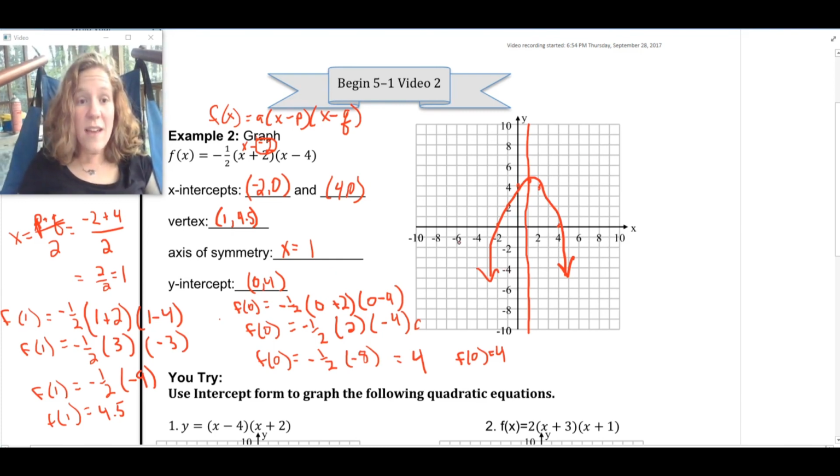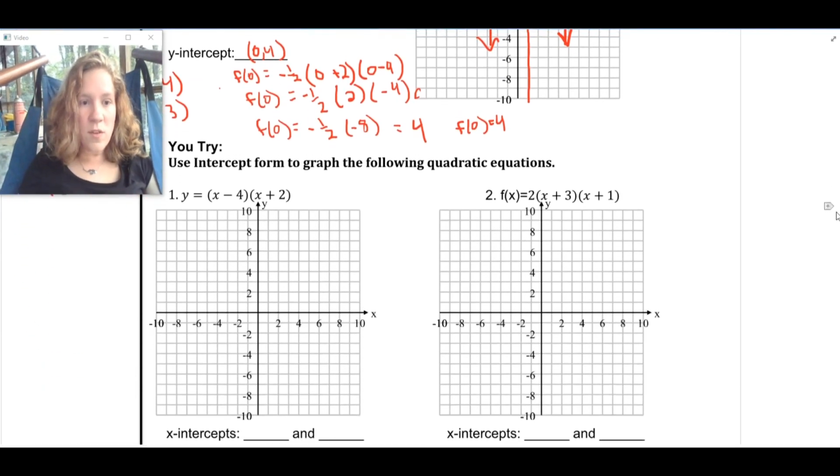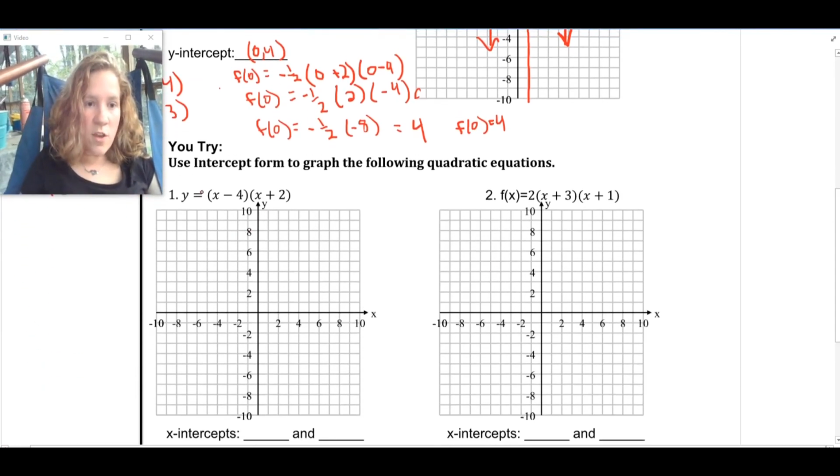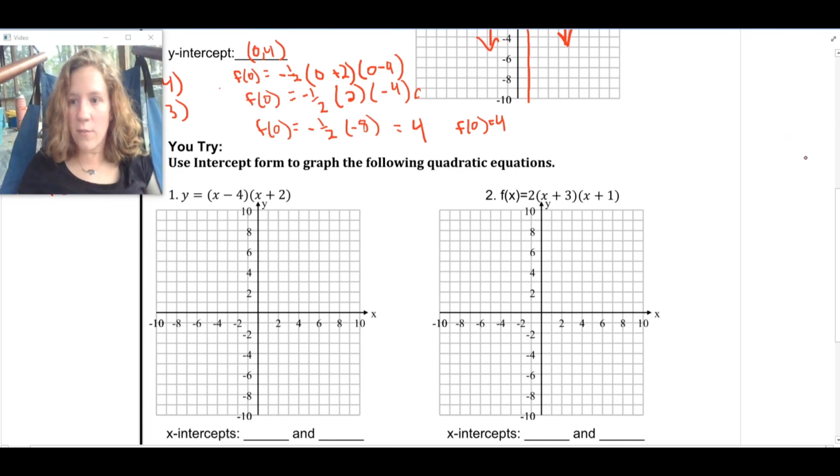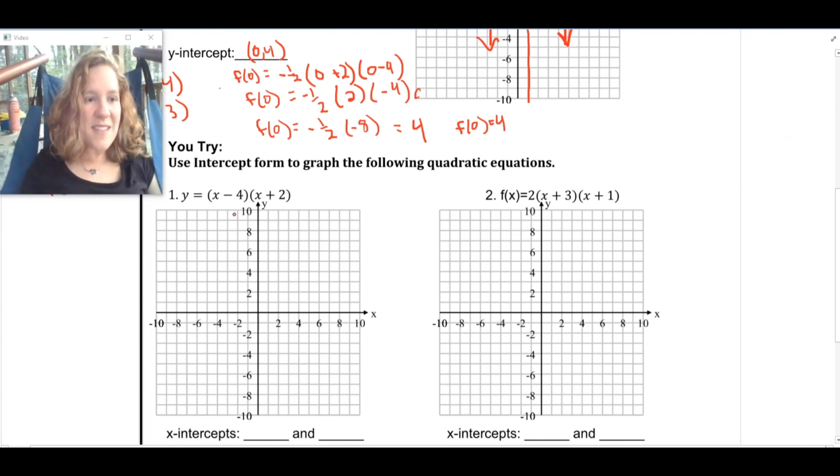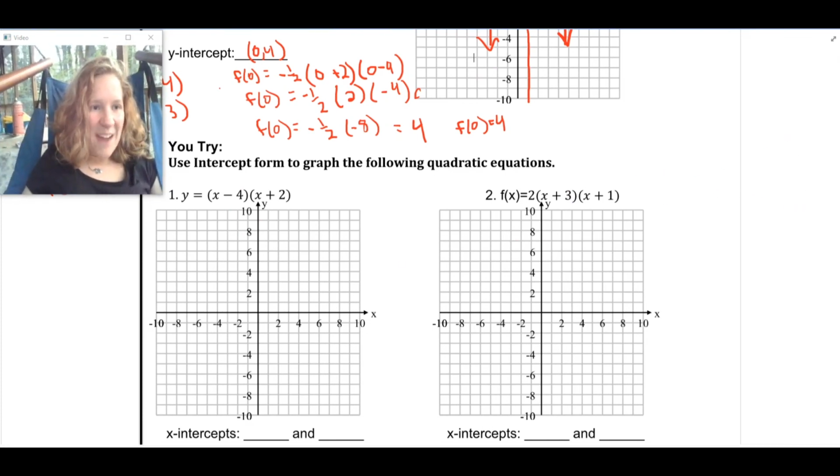And now you guys are ready to go ahead and try on your own. You've got a couple of U-tries, one with no a in front, one with an a in front, but you can follow my examples, and I'll see you guys on the practice.